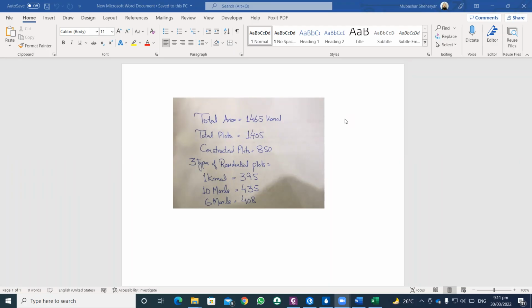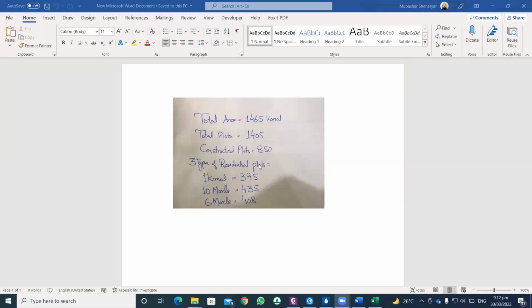So this is some data about the Ghazi-coat. The total area is about 1465 canal, and the total plots is about 1405 in numbers, and the constructed plots is about 850. There are three types of residential plots. One canal is about 395 in numbers, while 10 marlas is about 435 in numbers. Similarly, the 6 marlas is about 408 in number.